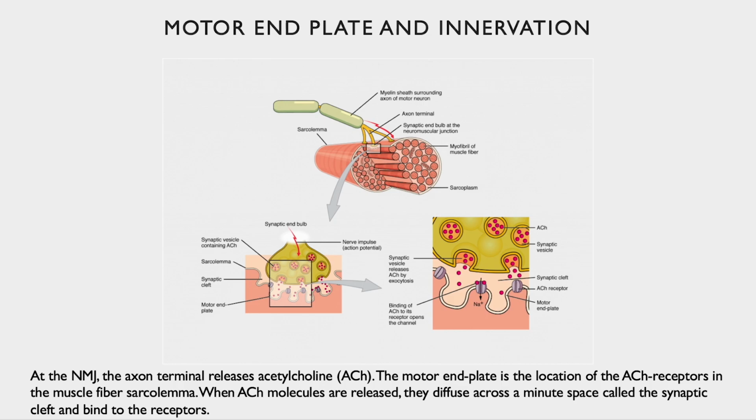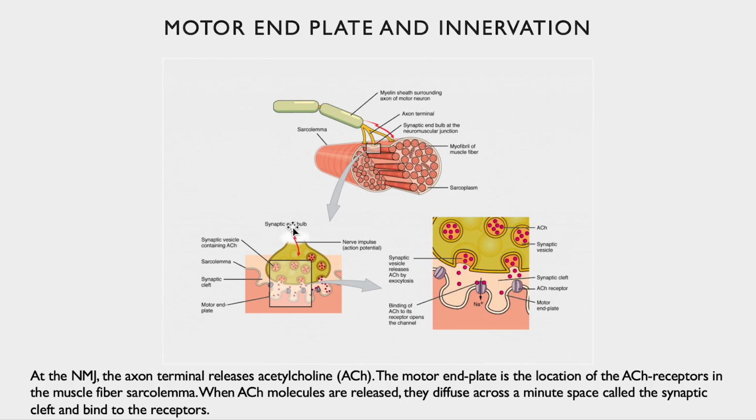So here we have a representation of the synapses between the lower motor neuron, remember, from the anterior horn of the spinal cord, and making a connection with a muscle fiber. There you have the axon terminal, the synaptic end at the neuromuscular junction. We have a magnification of these. We have the synaptic end bulb. We have many vesicles there that contain acetylcholine.